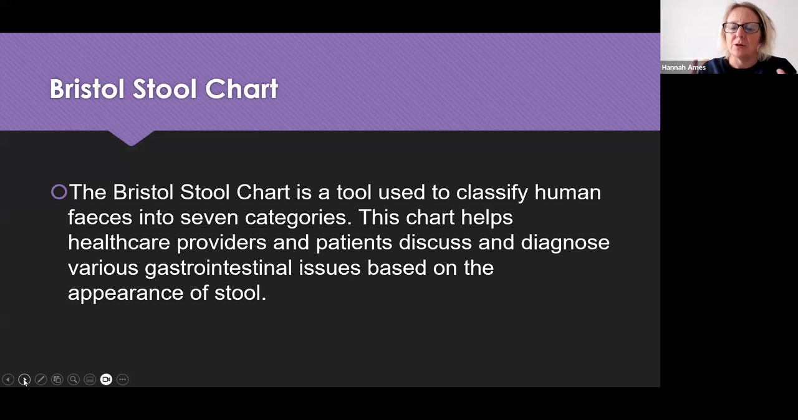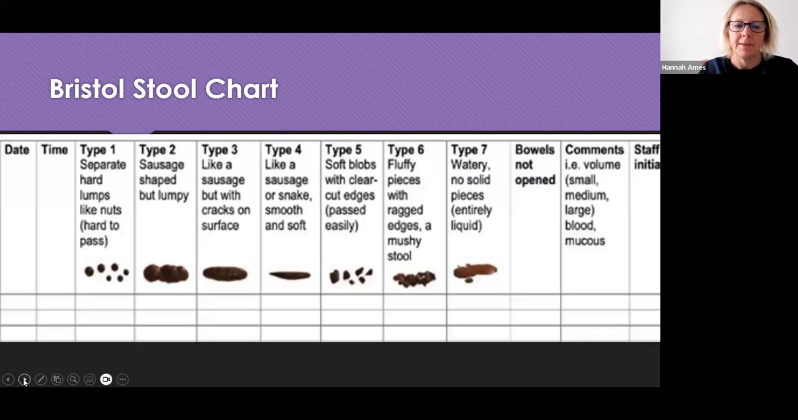So as part of this station, you'll get a Bristol stool chart. The Bristol stool chart is used basically to classify human feces, and it helps us identify patients that might have different GI issues. Obviously it helps us identify patients that have got constipation or diarrhea and are outside of normal bowel habits. And we use this very frequently across all healthcare settings. It's a scale of 1 to 7. So 1 and 2 are patients that have got constipation. This is where we've got separate hard lumps, like little rabbit droppings, individual nuts or parts to pass.